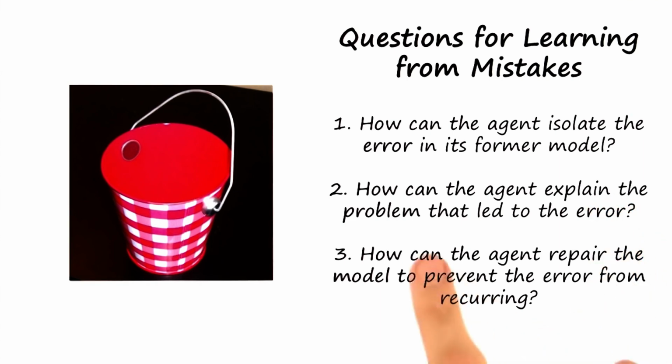It would then explain that the problem came from the assumption that an old document could be important, and it would then repair its model to say that in the future, old documents can't be important, even if they meet the other criteria for importance.